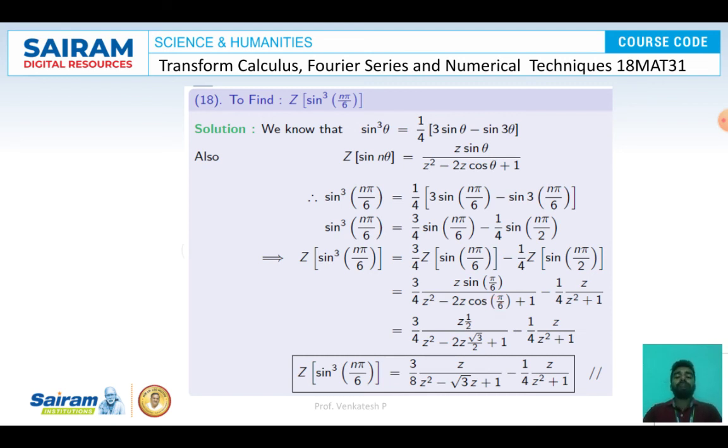So on simplifying this further, we got z transform of sine cube n pi by 6 is equal to 3 by 8 z divided by z square minus root 3 z plus 1 minus 1 by 4 z by z square plus 1 is the required solution.